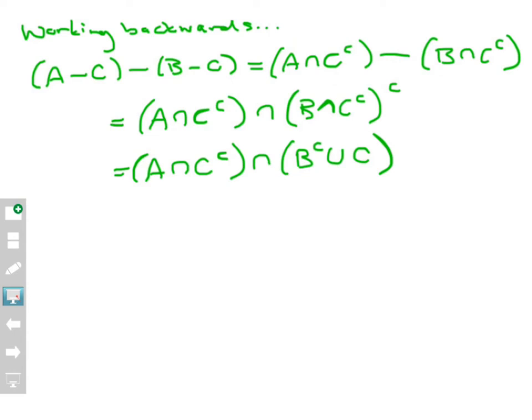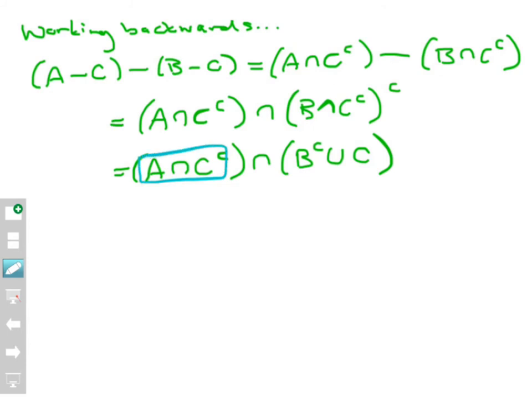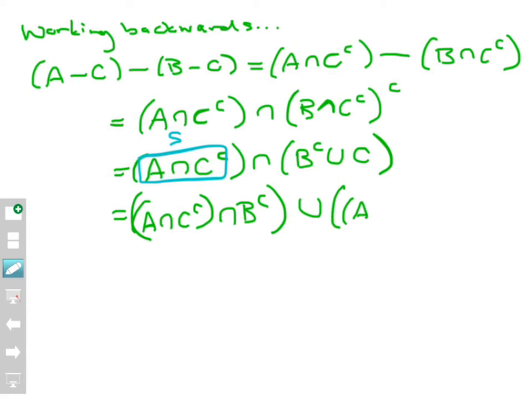Now let's see what I can do with it. What I'm going to do now is think of this set here as one entire set. If you like, you can just group it off and call it something like S. I have S intersected with a union. And so now I'm going to use the distributive property to distribute that set intersection over the union. And here we go. The S there is A intersect C complement. So this would be A intersect C complement intersect B complement, that whole thing, union with A intersect C complement intersect C. Okay, and that is by the distributive property.